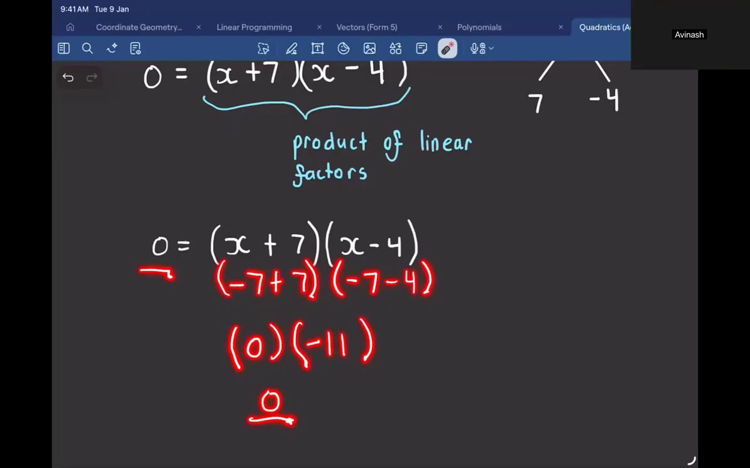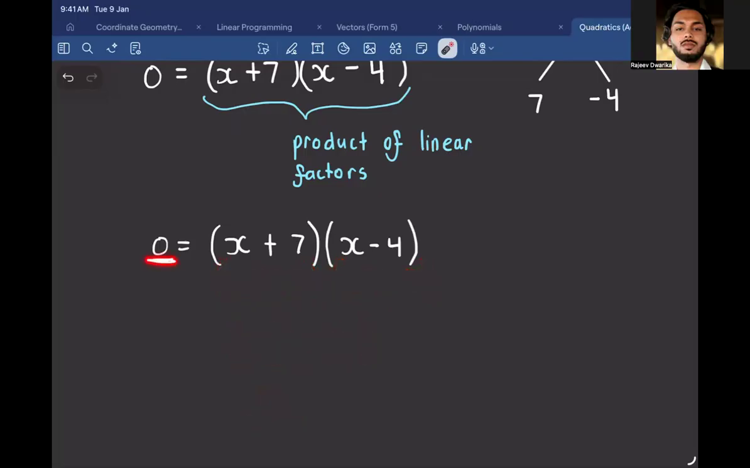So again, Avinash, we want to get 0, right? Because at the x-intercept, y is 0. Yes, sir. Right. So if it's in this form, we can easily see the answer. If x is minus 7, we're going to get 0, because 0 times anything is 0. Give me another answer for x. Look at what we have here and give me another example.